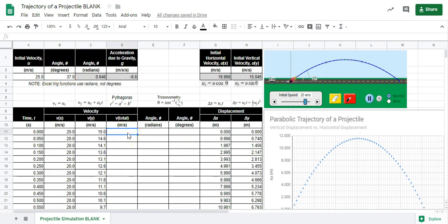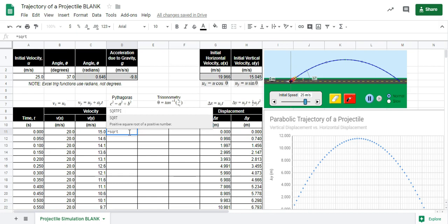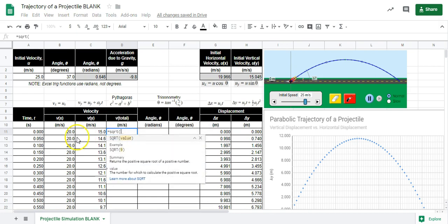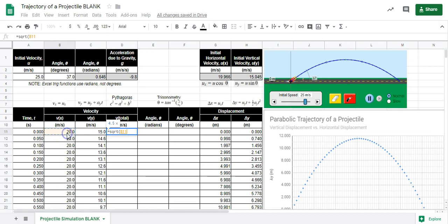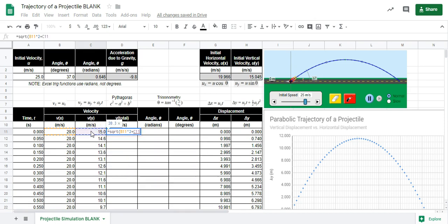Let's use our formula. So we're going with our resultant velocity equals the square root of the horizontal velocity component squared plus the vertical velocity component squared. And then we can just copy that down.